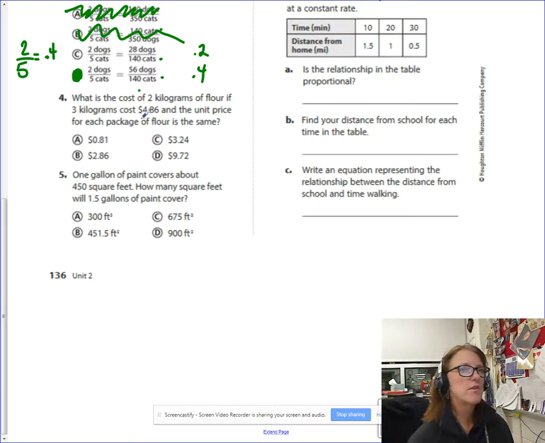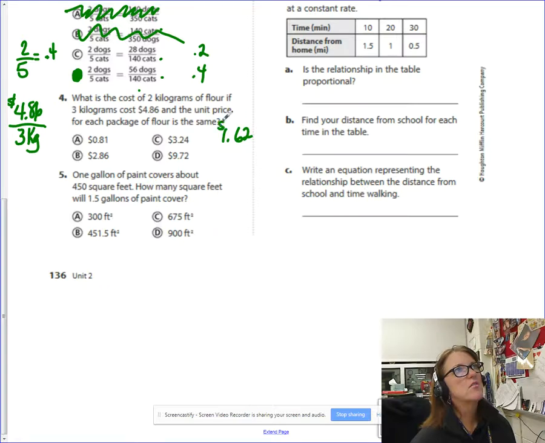and the unit price for each package of flour is the same? Well, let's figure this out. $4.86. Remember, I've always put the money on top when I'm shopping. This is for 3 kilograms. All right. So take and divide 486 by 3. That's going to give us our unit price. Okay. Our unit price looks to be $1.62.